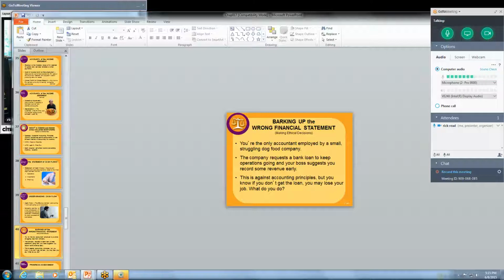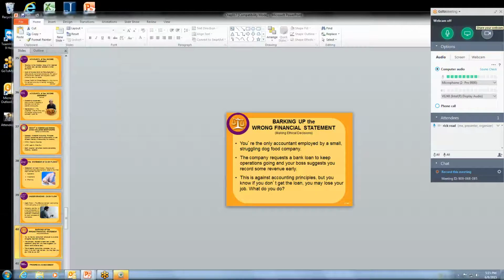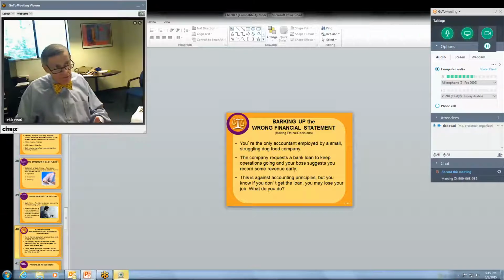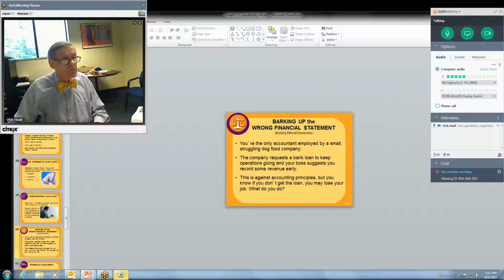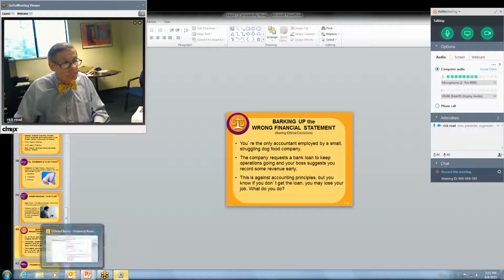This is making ethical decisions. Again, I don't spend any time on this, but I do encourage you to read this because you get some idea about what's going on in ethical decision making. It can help you through the thought process, and you can see this on page 481.